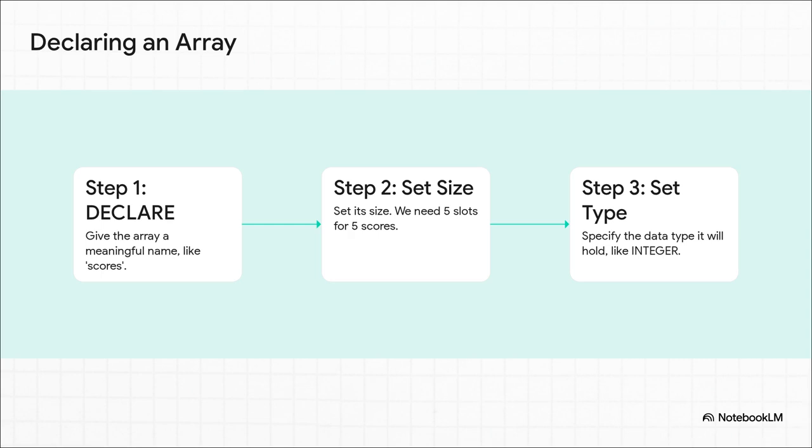What we're looking at here is called pseudocode. It's kind of like a universal blueprint that works for any programming language. And it's just 3 easy steps. First, you declare it. Give it a good, meaningful name, like scores. Second, you tell it the size. In this case, we need 5 slots for 5 scores. And third, you specify the kind of data it's going to hold, so integer for whole numbers. And that's it. You've made an array.